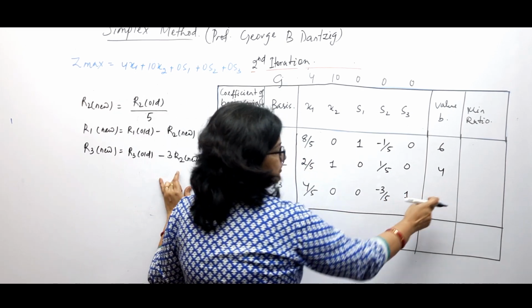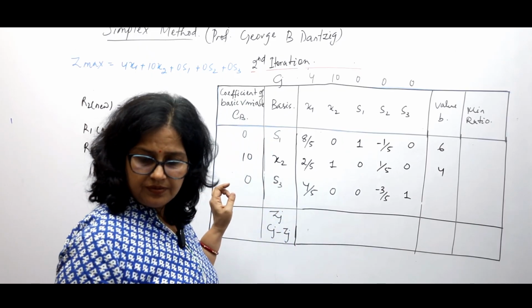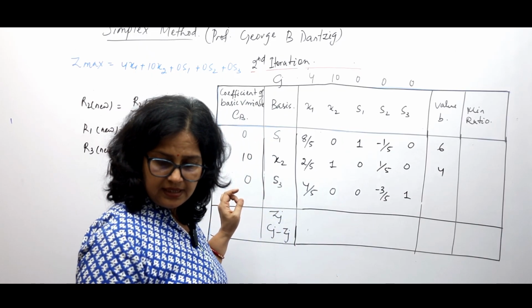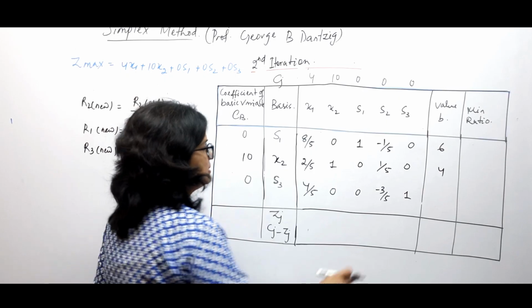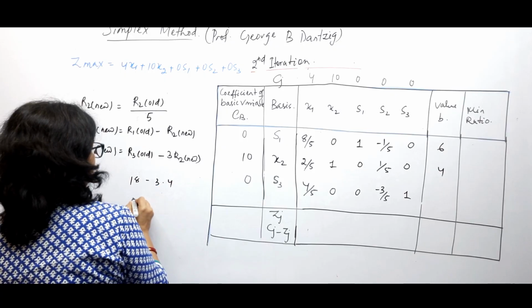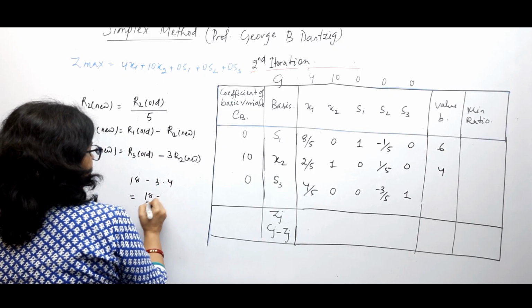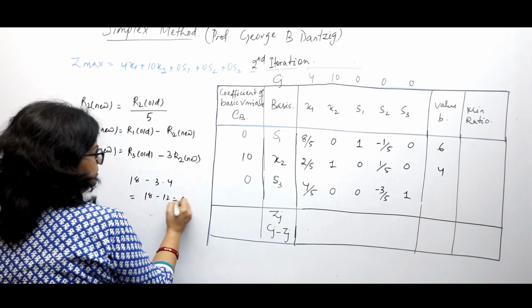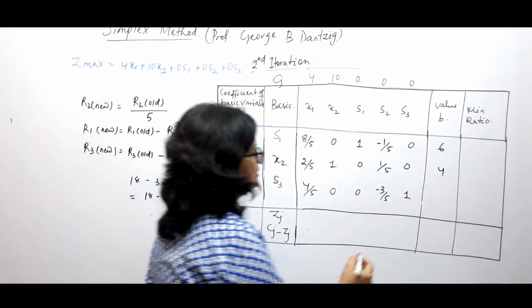Here in our previous table the value was 18. So 18 minus, what will be this? 18 minus 3 into 4, that is 18 minus 12 equal to 6. So we'll get 6 here.